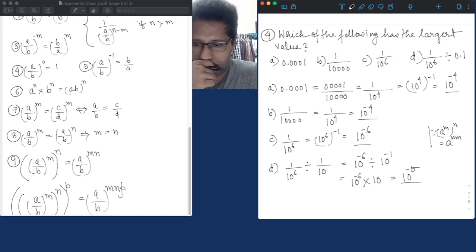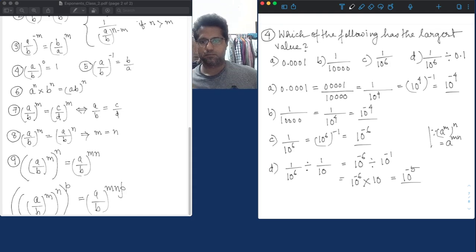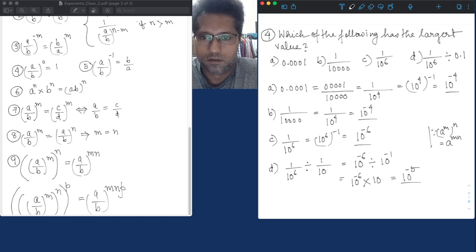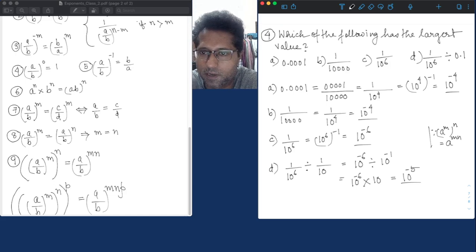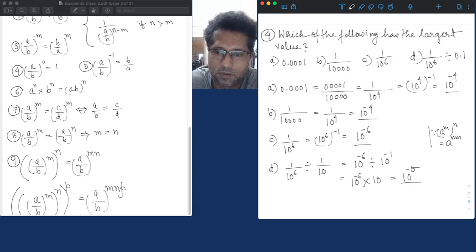So which is the largest? The largest value is definitely 10 to the power minus 4, but the choices A and B both are coming as 10 to the power minus 4. C is coming 10 to the power minus 6, and D is coming 10 to the power minus 5.